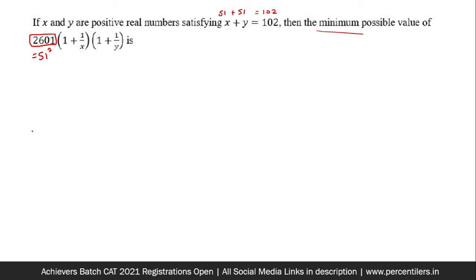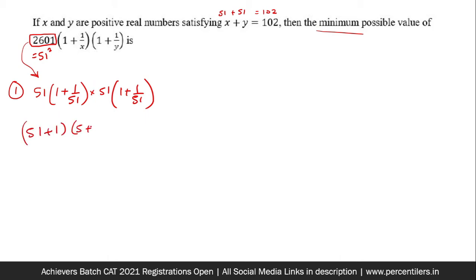One way is, I am going to take x and y equal, each equal to 51. So I'm going to take this 2601 as 51 into 51. So 51 into 1 plus 1 upon 51, and then 51 into 1 plus 1 upon 51. If you see clearly, this and this and this are same actually. I'll get 51 plus 1 into 51 plus 1, that is 52 square, and that is 2704. This is the shortest approach that I could think of, the algebraic solution.